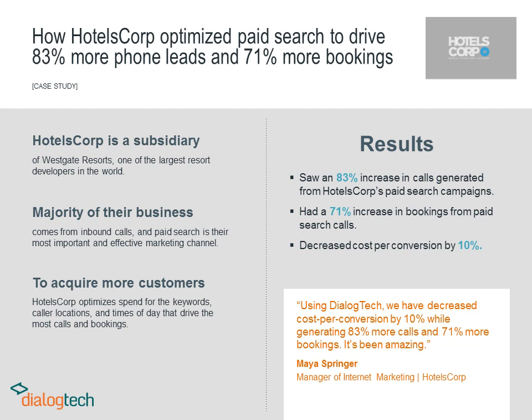Once they did the baseline, once they did the optimization, they saw an 83% increase in calls generated from their paid search campaigns, a 71% increase in bookings from paid search, and it decreased their cost per conversion by 10%. It's a holy grail. I was able to prove that I did more for less, and then once I did that, I even changed my programs to get more leads, and I reduced my cost per conversion.